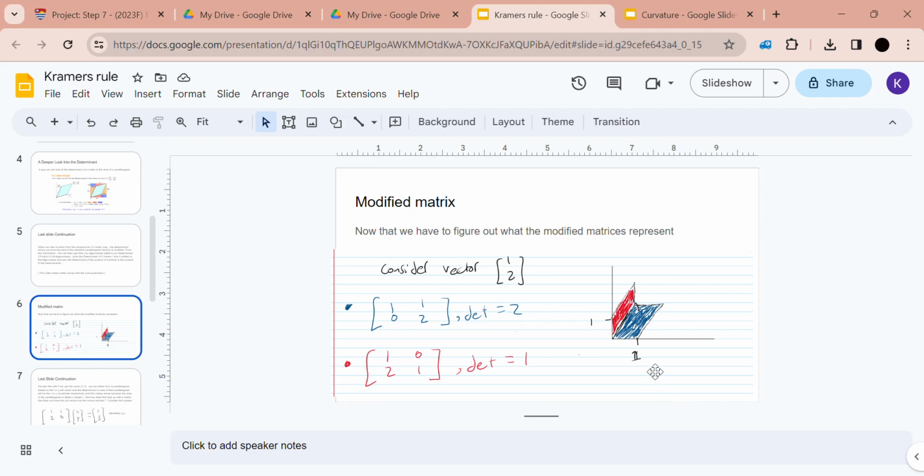What's the height of this vector? Well, it's just the y coordinate of our vector. And what's the base? It's i hat, which is 1. So our formula is 1 multiplied by y. So it's equal to our y coordinate.